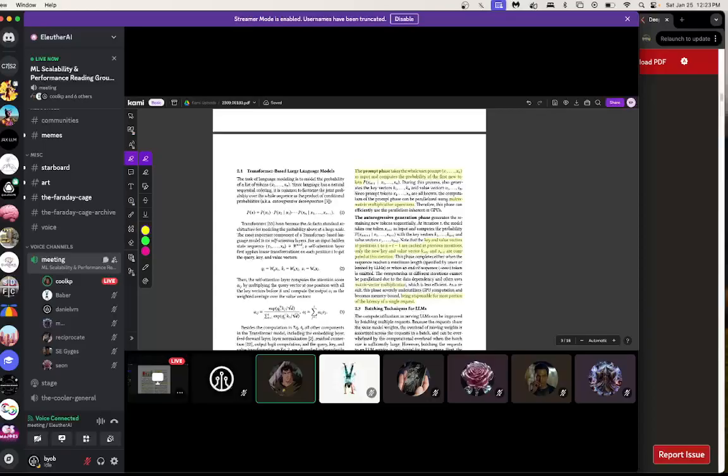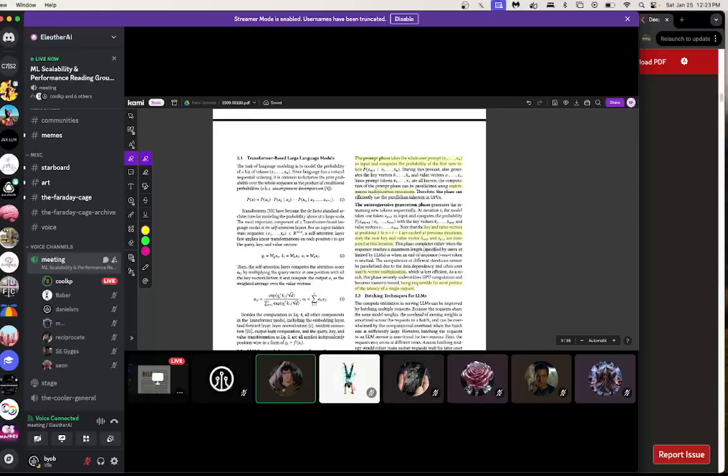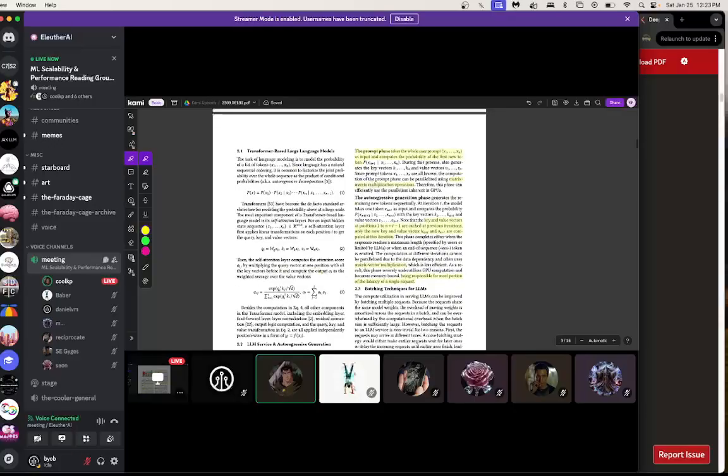Then there's the autoregressive generation phase, which you may have commonly heard of as the decoding phase, where it's generating one token at a time for that request. This is more of a matrix vector multiplication. It's less efficient and memory bound because it has to hold a larger KV cache.